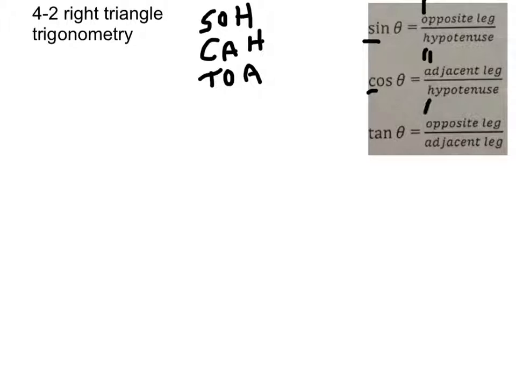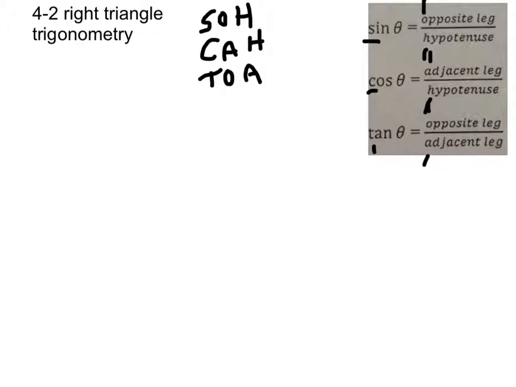Much of this you've probably seen in geometry or algebra class, and we're going to be talking about our good friend SOHCAHTOA. If you've never heard that before, it basically means sine is opposite over hypotenuse. That's the SOH. Then CAH: cosine is adjacent over hypotenuse, and TOA: tangent is opposite over adjacent.